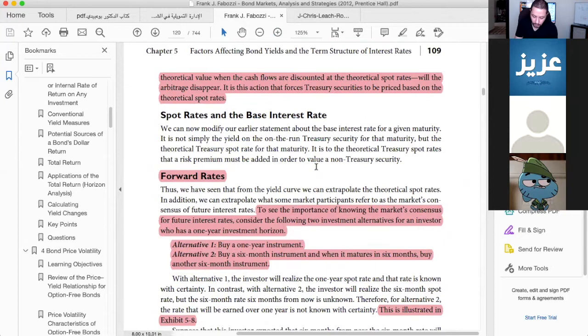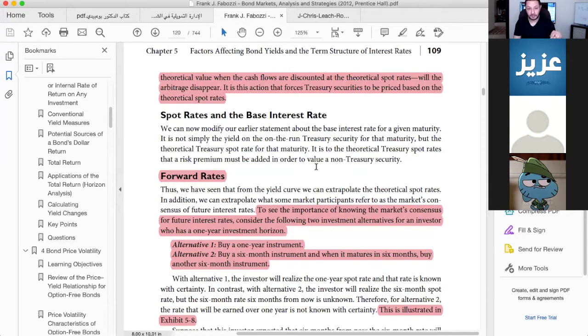To see the importance of knowing the market's consensus for future interest rates, consider the following 2 investment alternatives for an investor who has a 1-year investment horizon. So now the forward rate will allow us to guess what would be the consensus of the market regarding the future rates for debt securities. Suppose we are an investor facing 2 alternatives. The maturity is 1 year. The first alternative is to invest our money in a treasury bill with a maturity of 1 year.